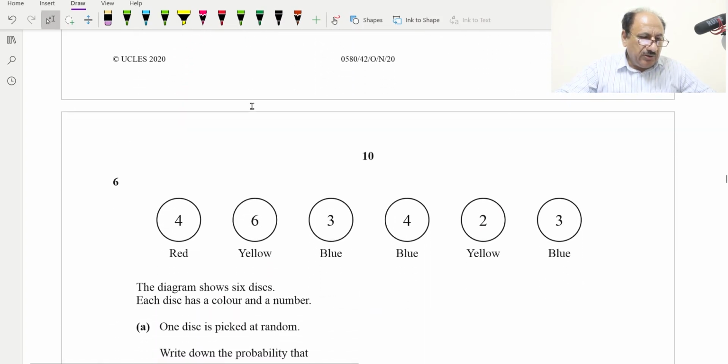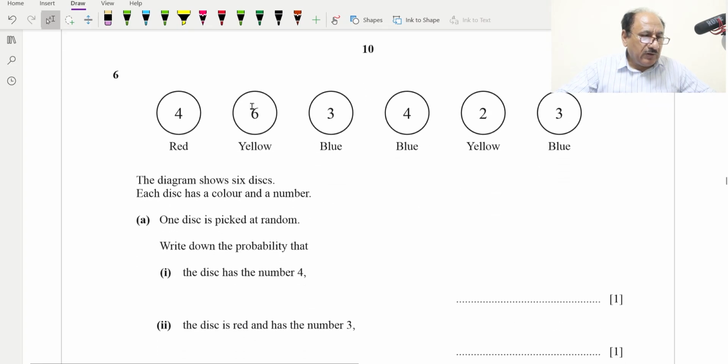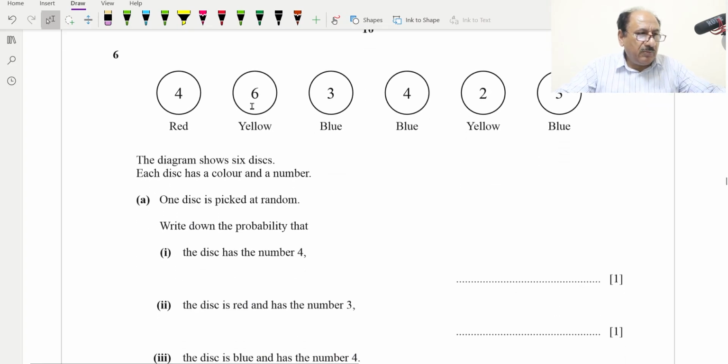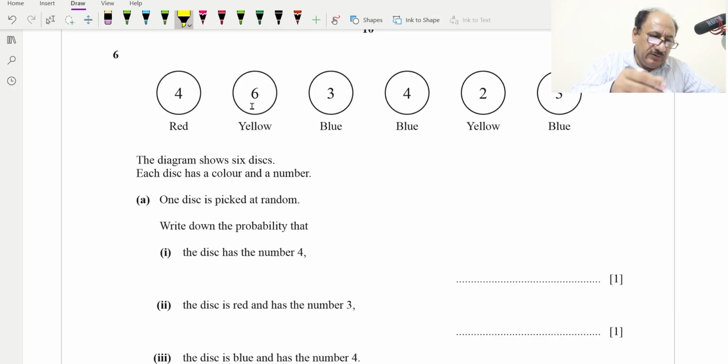Hopefully you understood this. Now question number 6. Question number 6 is a probability question, and this is red, yellow, blue, blue, yellow, and this is also blue. So the diagram shows six discs. Each disc has a color and a number, so color also and number also. One disc is picked at random. Write down the probability of the disc. Basically these are discs, not dice.